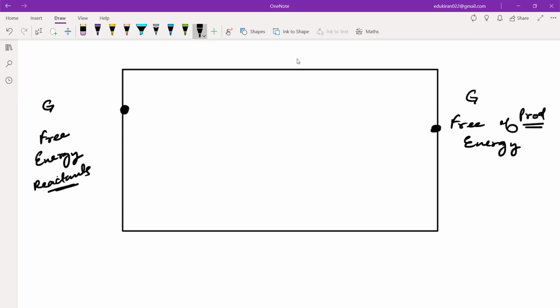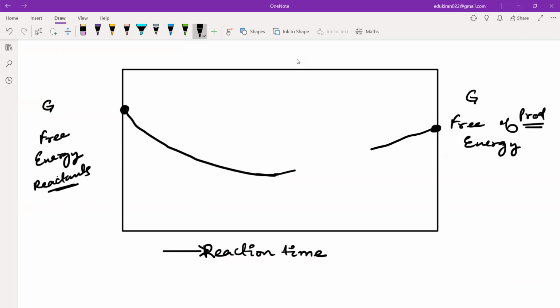Now, as soon as it is progressing this way, with reaction time, the reactants will react and try to form product. So the free energy is going to decrease. But there will be a point after which the products become very large, and since it is a reversible reaction, we can also go the other way.